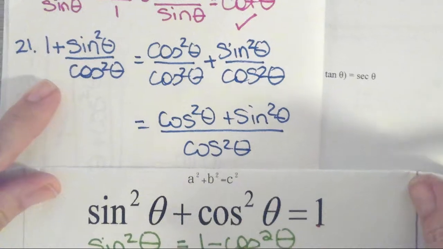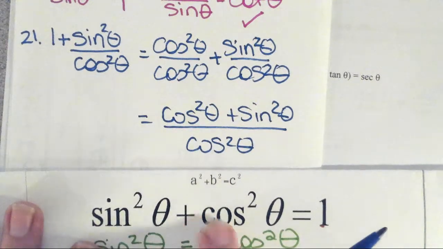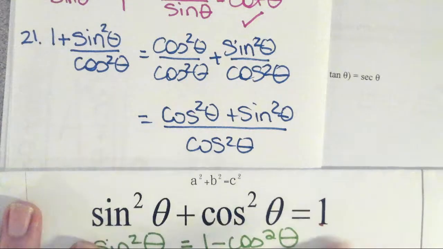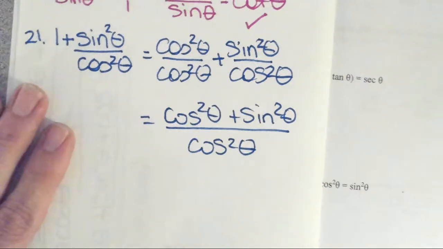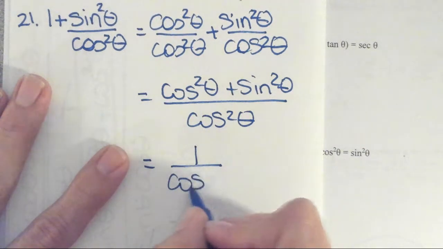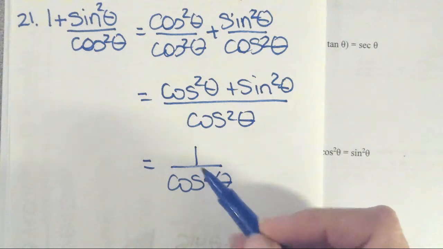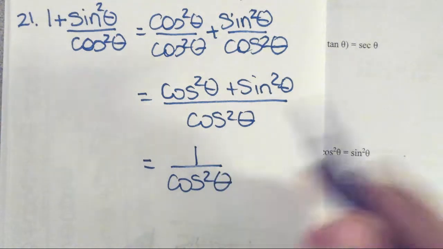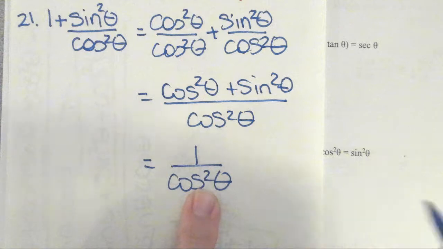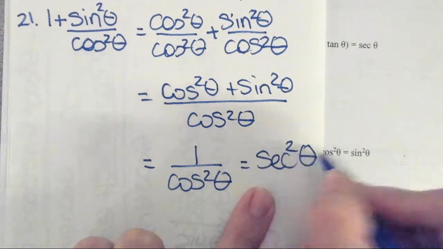And every time we see cosine squared plus sine squared, same stuff, just different order, I'm going to replace these two words with the number 1. So I'm going to rewrite this as 1 over cosine squared theta. 1 over cosine is how you write the reciprocal for secant. The only difference is it's squared, so this equals secant squared theta.